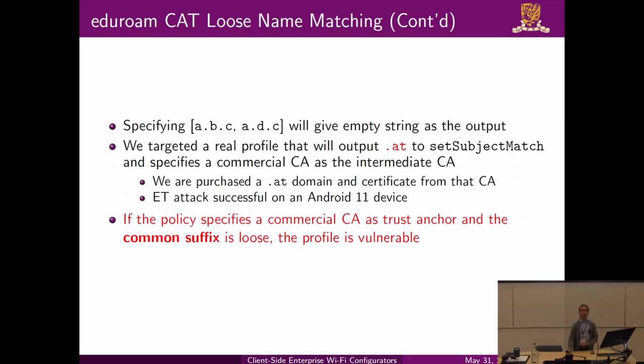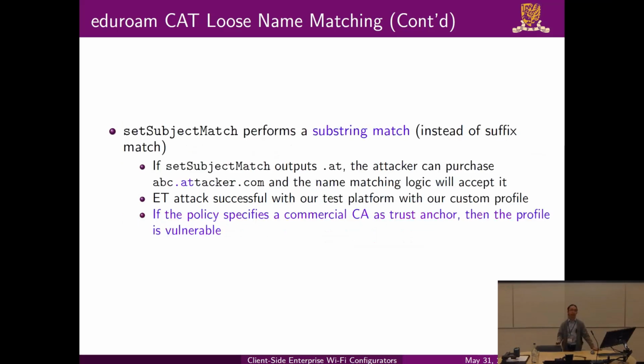What this means is that, for example, if we specify a.b.c and a.d.c, then the result will be empty. So it will match every domain, so every certificate works. And we tried to target a real profile that has .at as the common suffix. It also specifies a commercial CA, so we can actually buy a domain and a certificate from the same CA, and then we are able to perform the evil twin attack. If the common suffix is loose and it specifies a commercial CA as the root of trust, then the profile is vulnerable to this loose name matching attack.